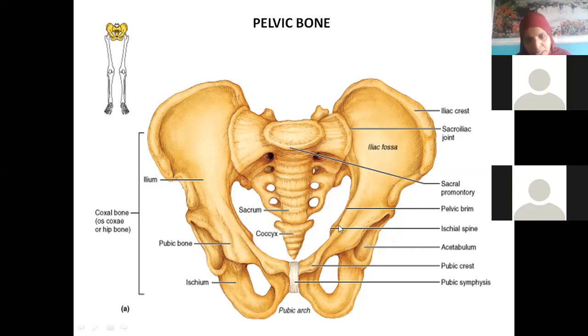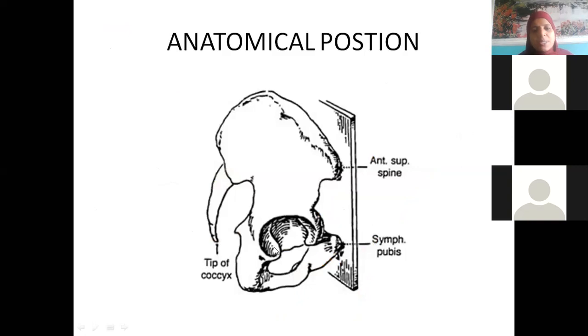This area of continuation, you call it the iliopubic eminence. Iliopubic eminence. Now let us see the further features.